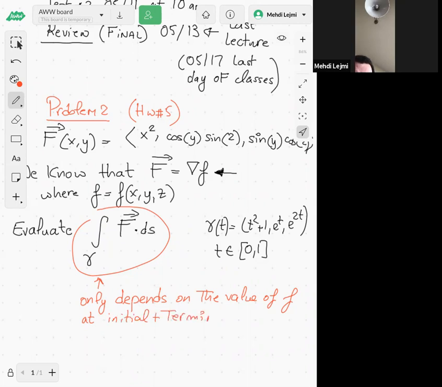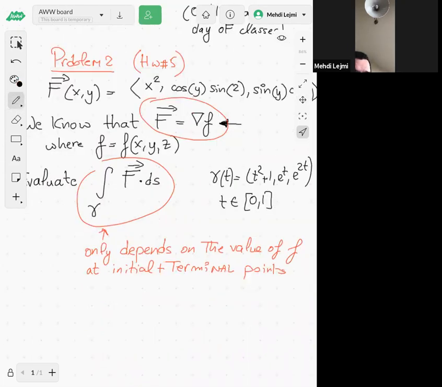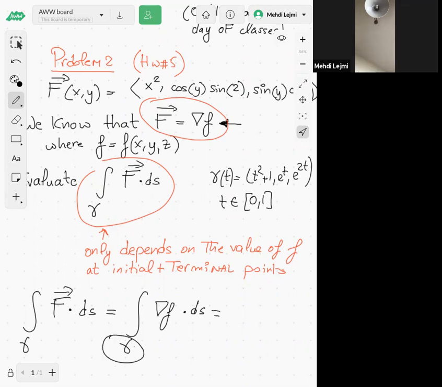So in other words, we're going to use the fact that this vector field F is the gradient of some function f, and so this vector line integral along gamma, you don't have to parameterize gamma. You can just forget about gamma, and this vector line integral would be just equal to the function f evaluated at the terminal point.